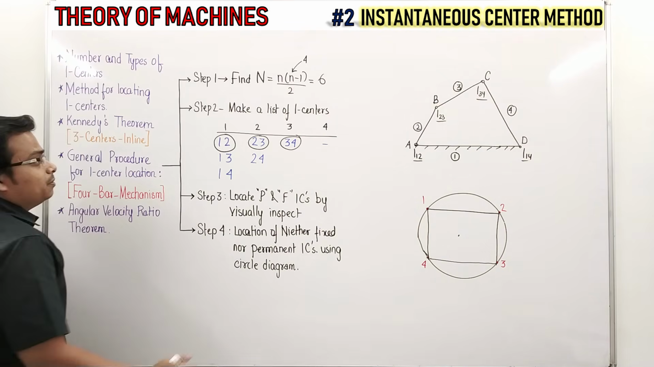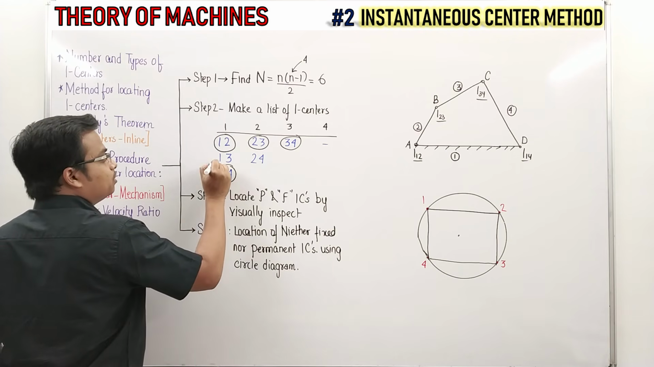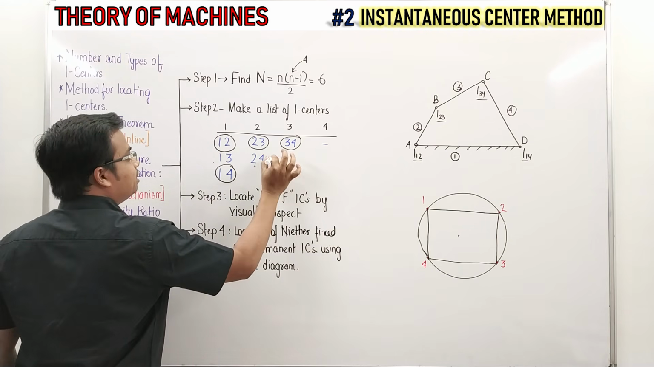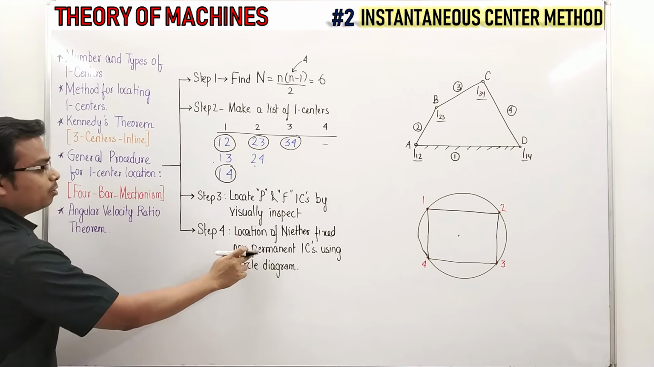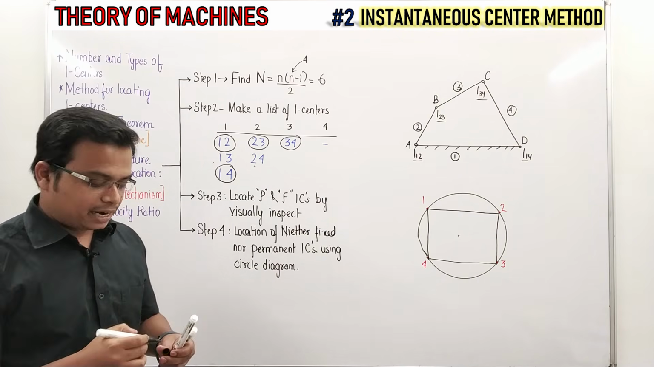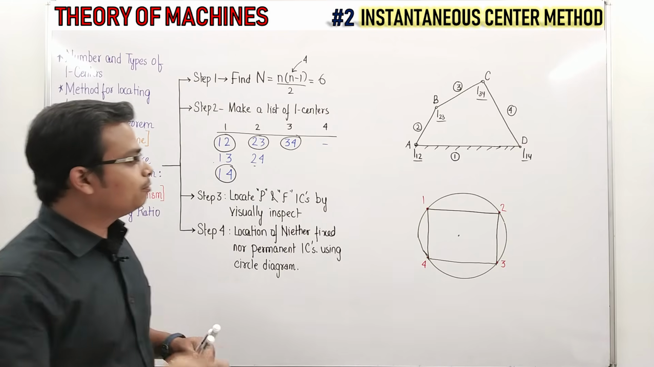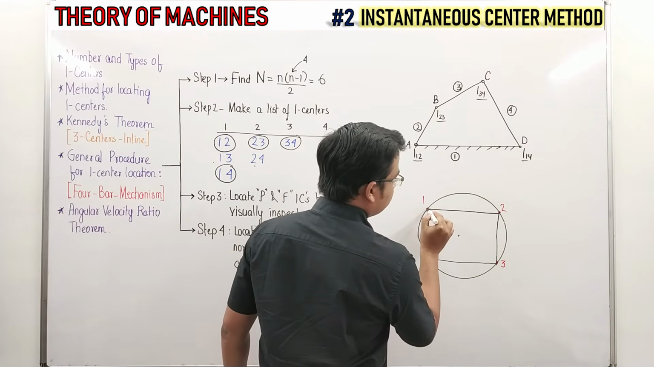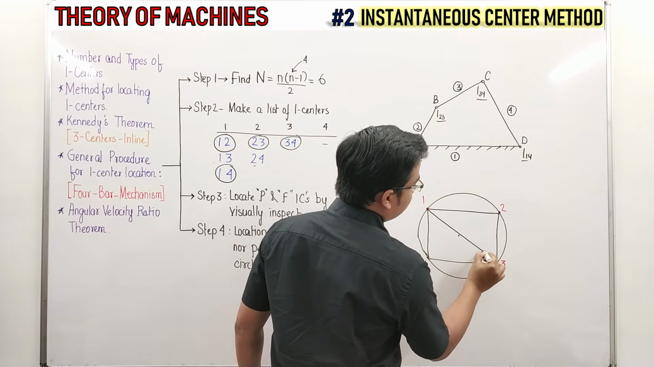The problem is with this 1, 3 and 2, 4. And these two I centers are of what nature? They are neither permanent nor fixed, and they are going to vary with the mechanism. Okay, how can we locate them? Let's say we want to locate I center 1, 3. So just join 1 with 3.